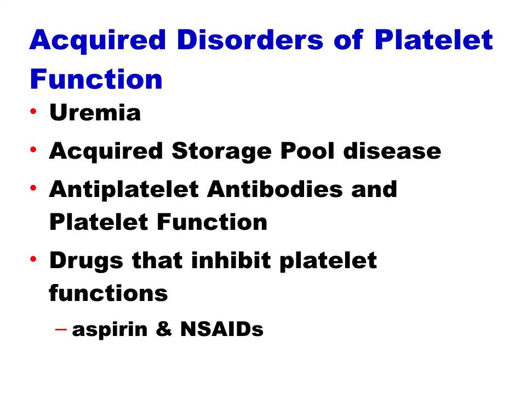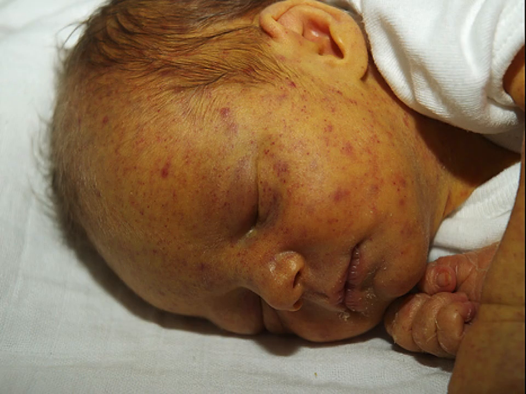So we have here the uremia. They are actually associated with other disease conditions or pathology. Included here also are the effects of certain medications, certain drugs that inhibit platelet function, just like aspirin and NSAIDs.